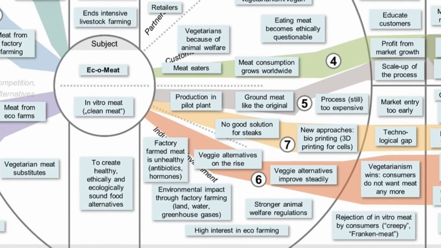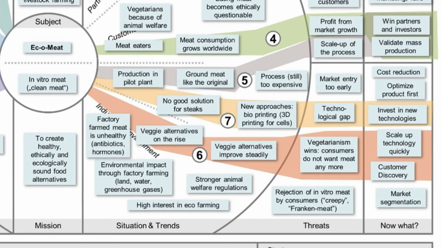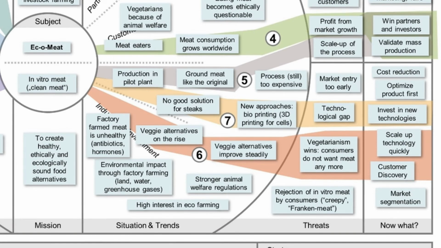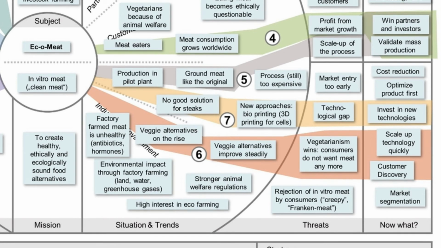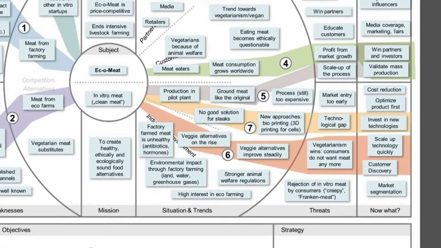Let's have a look at the right-hand side now, to stream number 6. Vegetarian meat alternatives are on the rise and can be found in every supermarket. The trend is that these alternatives are getting better and better, which increases their success. Therefore, at some point in time, vegetarianism might win and nobody wants meat anymore, which is a significant threat to EcoMeat. As a consequence, EcoMeat should enter the market as soon as possible, for which the technology needs to be scaled up quickly. In addition, the team must learn more about the motivations of the target group in order to predict their behavior.